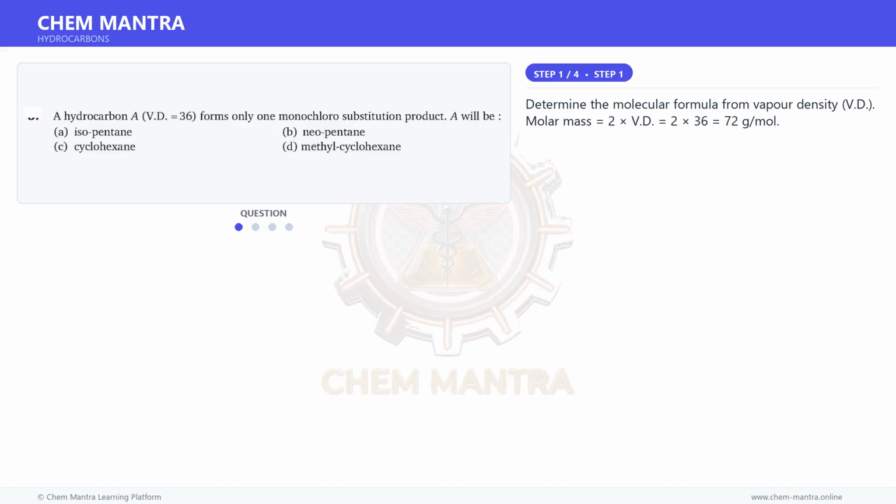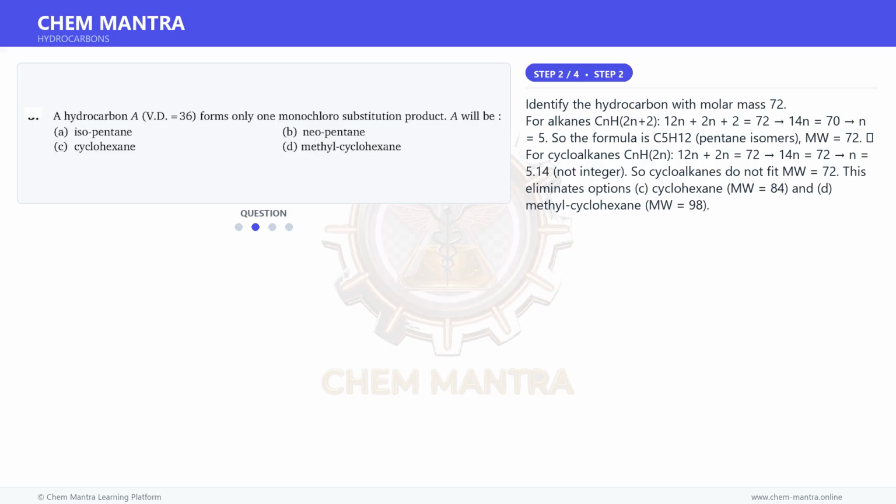Determine the molecular formula from vapor density, Vd. Molar mass is equal to 2 times Vd, which is equal to 2 times 36, equals 72 g/mol. Moving on to the next step.